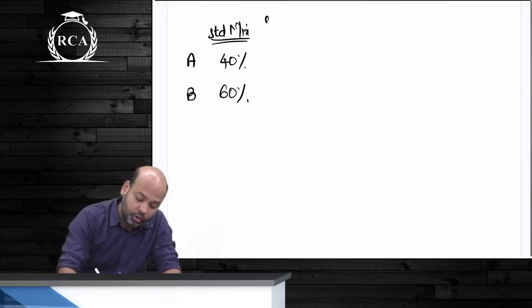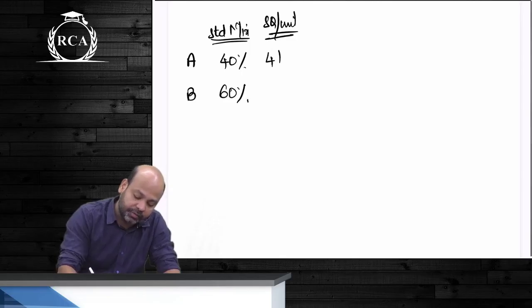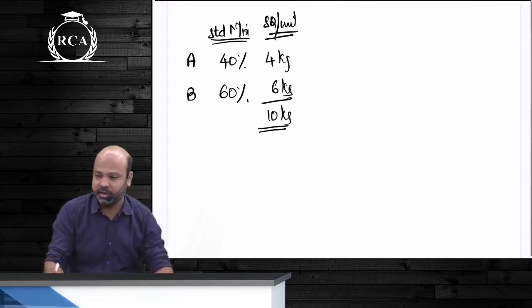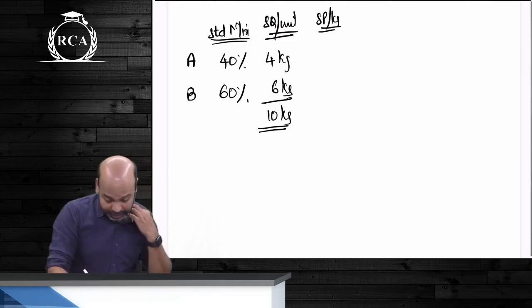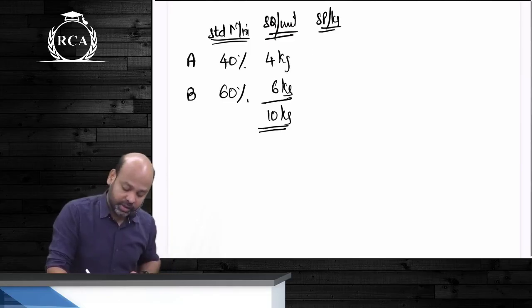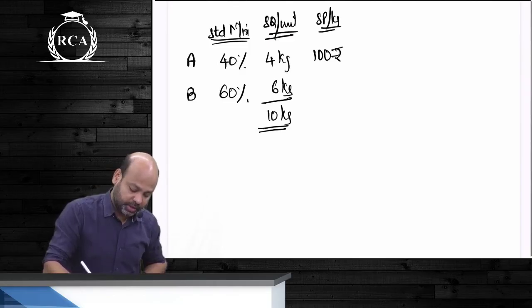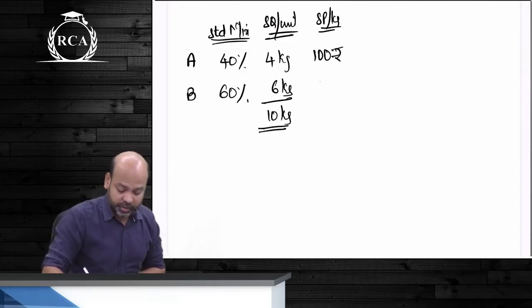In order to make 1 unit of the finished product, let's say you need 4 kgs of raw material A, 6 kgs of raw material B. Total quantity, beta, is 10 kgs. The standard price per kg is, let's say, beta, that raw material A is the more expensive one, it's 100 rupees per kg. Raw material B is a lesser expensive one, it's 25 rupees per kg.